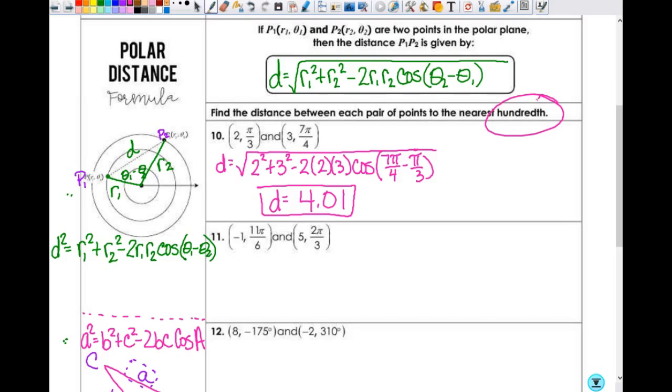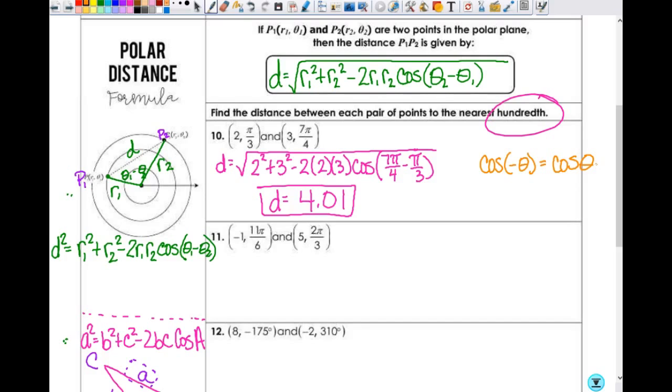Remember on your chart, it says cosine of negative theta equals what? Cosine theta. So they are the same thing. So even if you subtract the other way and you get a negative angle, you're going to get the same cosine value because of the way cosine acts. If this was sine, it would be a whole different issue. Okay, we good? Blows your mind, right?